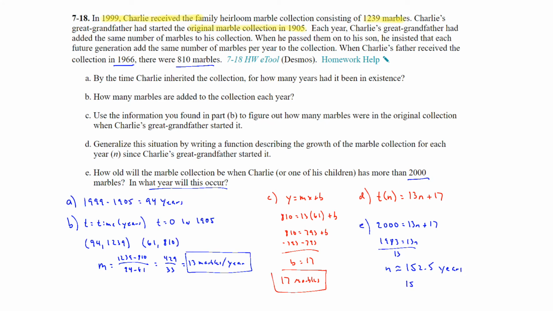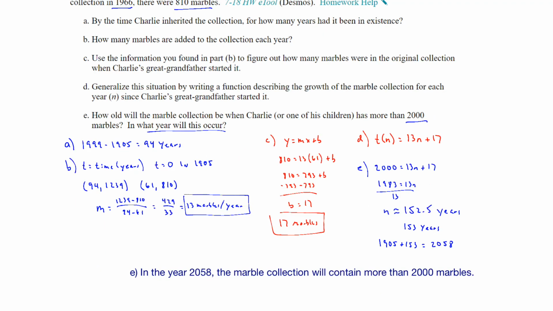to get to 2,000. So we need to add 153 to the original year of 1905. And that's going to give us the year 2058 is when the marble collection will contain more than 2,000 marbles. And so I went ahead and added that on there. So in the year 2058, the marble collection will contain more than 2,000 marbles.